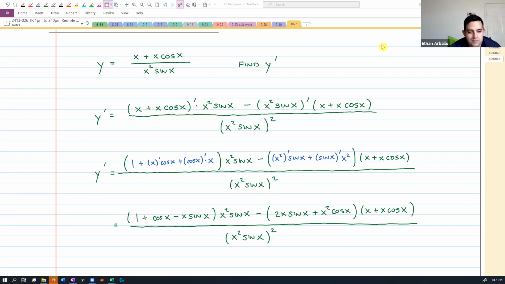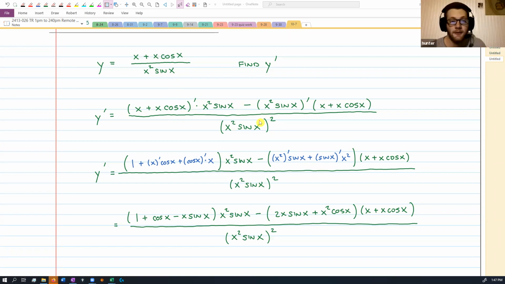What I really was hoping is that everyone would get at least this first line, where you're just, okay, I'm applying the quotient rule, right? So here's my top function, here's my bottom function. I don't care what they are at this point. The quotient rule says I need to take the derivative of the top, times the bottom, subtract from that the derivative of the bottom, so I still have to take that derivative, times the top function, over the bottom squared. So is that first step clear to everybody?